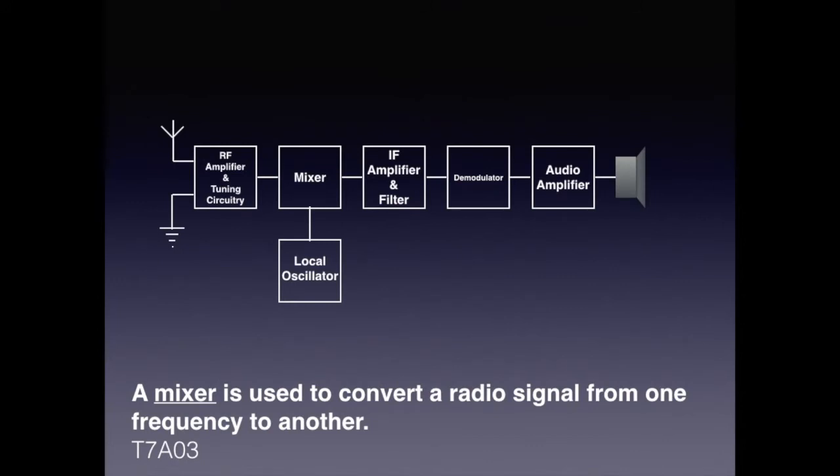A mixer, a frequency mixer, is an electrical circuit that creates a new frequency from the two signals that are applied to it. So an RF signal and a local oscillator would create an intermediate frequency. For the exam, all you need to know is that a mixer is used to convert a radio signal from one frequency to another.